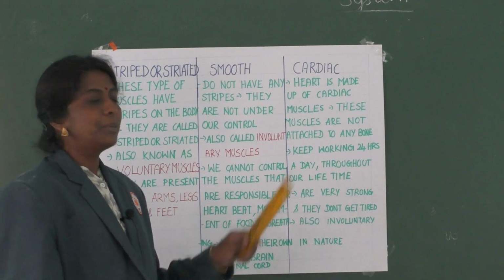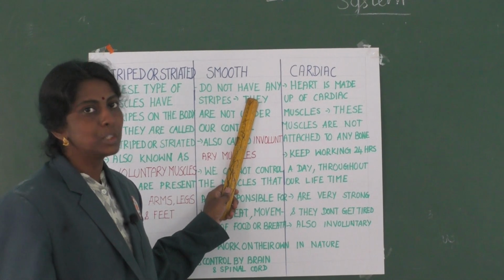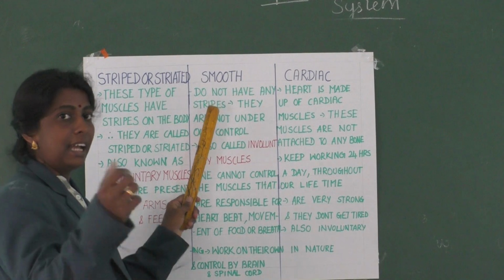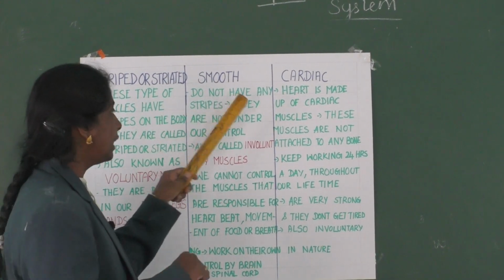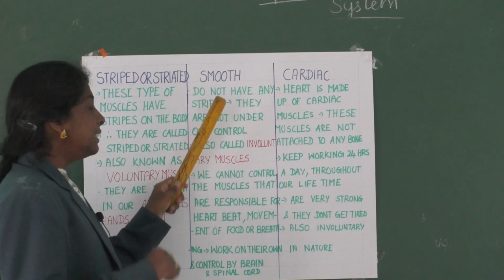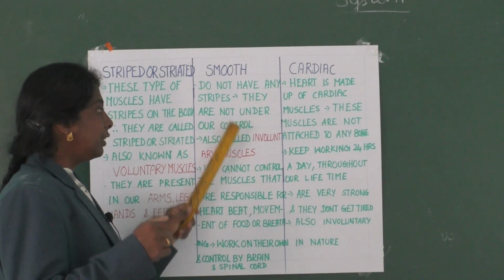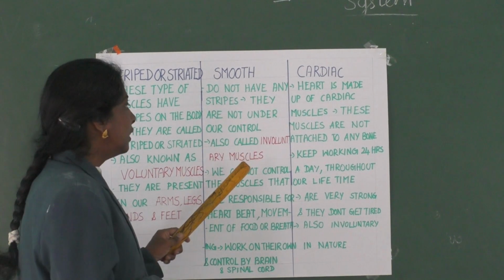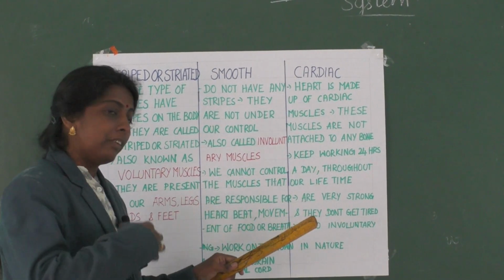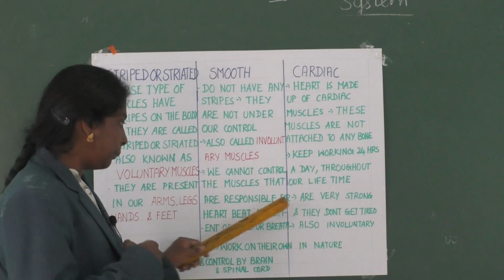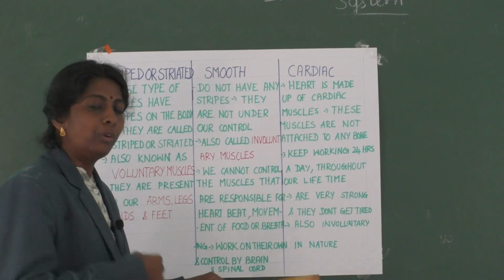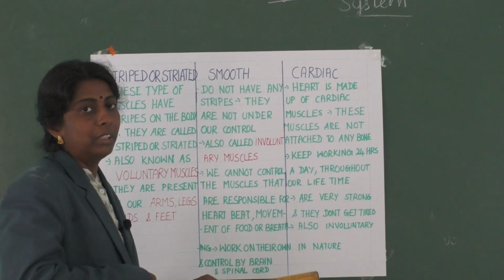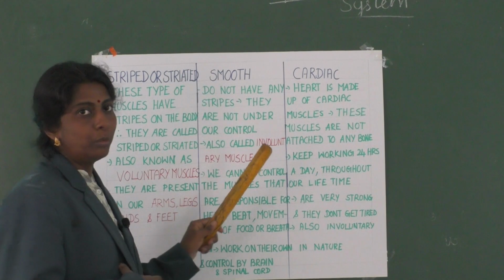The second type of muscle is smooth muscle. It does not have stripes like striped muscle. These types of muscles are not under our control. We cannot control the muscles that are responsible for the heartbeat, movement of food or breathing. Those types of muscles are called smooth muscles.